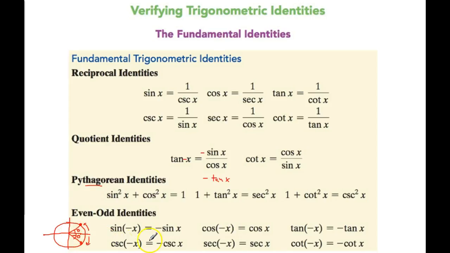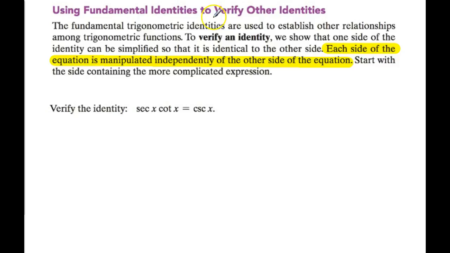All right, and then obviously because of the reciprocal nature of the other three, if we stuck these negative x's into the reciprocals of these sines and cosines, we get the same property. Meaning here we get a negative, here we get a negative, but with secant we get a positive. All right, verifying identities. That's the big idea that we're doing in this section.